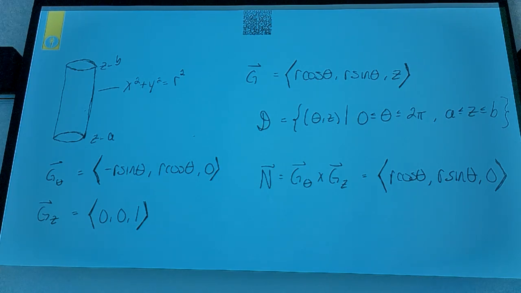How would you make it inward? Could you make that inward? Negative. Negative? You just multiply by minus 1. Okay. Right, that'll just flip the direction 180 degrees. Then everything will be pointing into the surface.